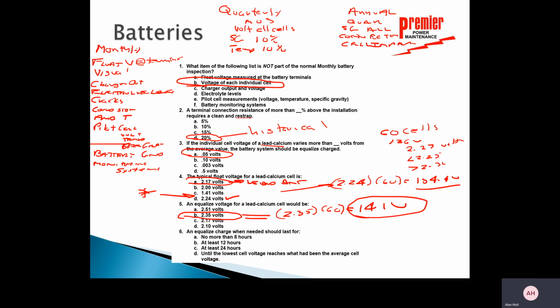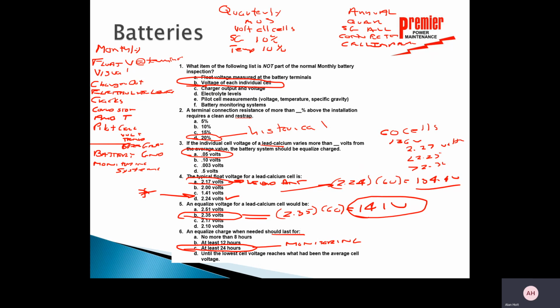Now, important thing here, question number 6. An equalized charge, when needed, should last for at least 24 hours, but it does require monitoring. A lot of the battery chargers have a timer on it, so you can set that charge for 24 hours and it turns itself off. But you better be following back up, because if it stays on, you're going to boil all the electrolyte out of all the cells and you're going to destroy a battery.